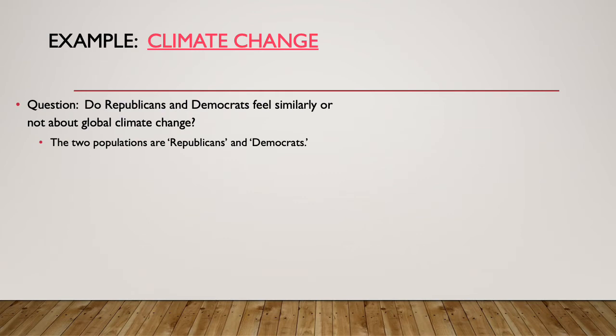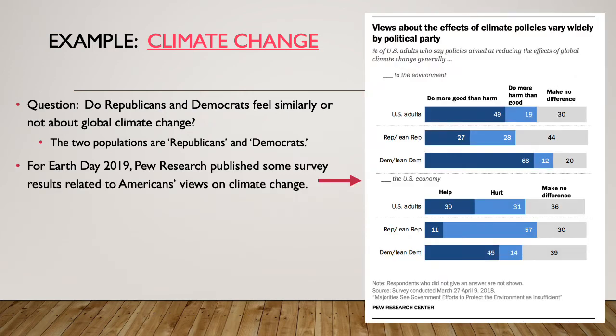Let's look at Republicans and Democrats. Do Republicans and Democrats feel similarly or not about global climate change? Our two populations are going to be Republicans and Democrats. Here is some data produced by Pew Research. This was a survey. It was actually done back in 2018. You can read that at the bottom of the graphic box there.